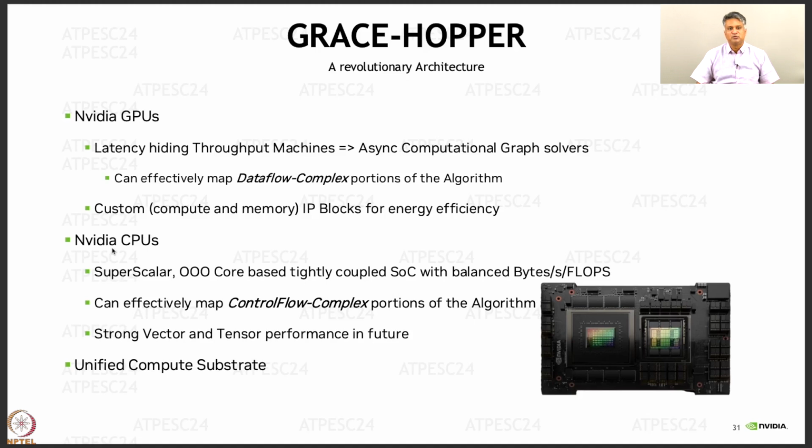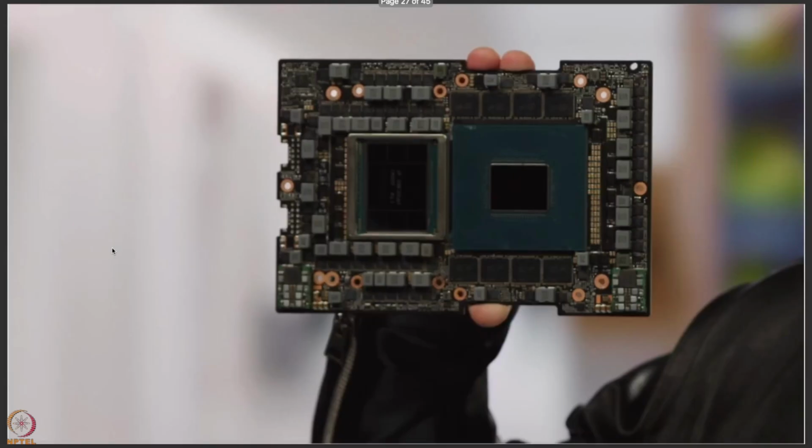So the Nvidia CPUs are superscalar, tightly coupled SoCs with balanced bytes per second and floating point operations. It has the ability for doing strong vector and tensor performance. The entire thing is manufactured on a unified compute substrate. This is how the machine looks when it is held in the hand.